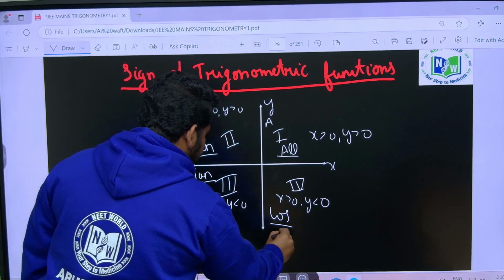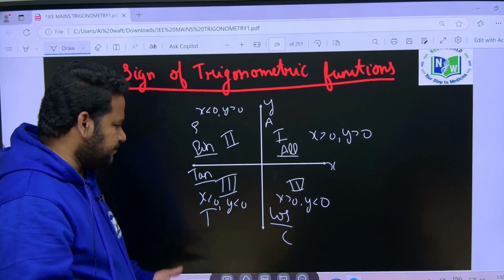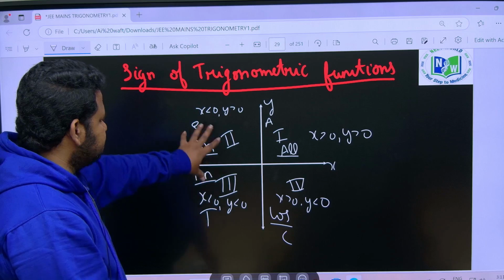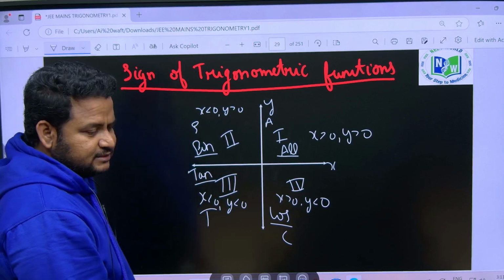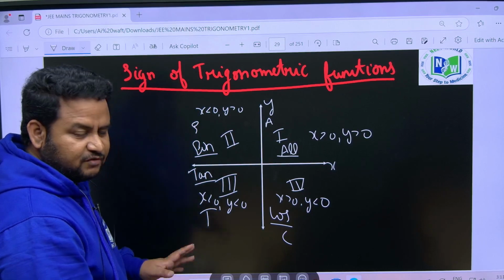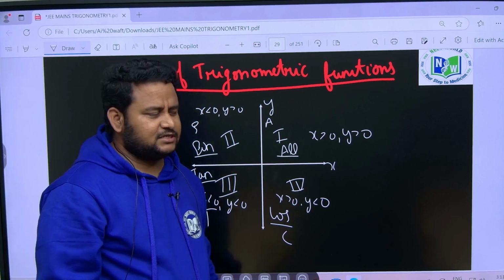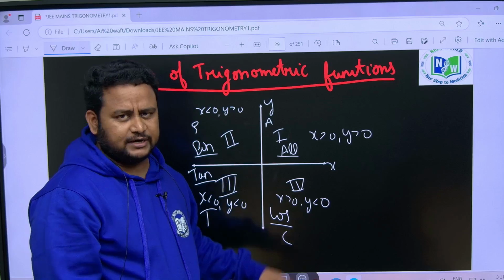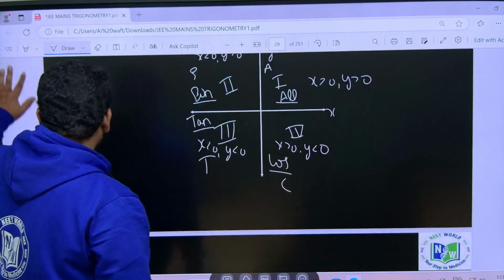ASTC rule: Add Sugar to Coffee, or whatever mnemonic you know. This is very important to know. By knowing these coordinates, you can find even compound angles. Finding compound angles will become easy if you know what is positive in which quadrant, right? Let us move forward.